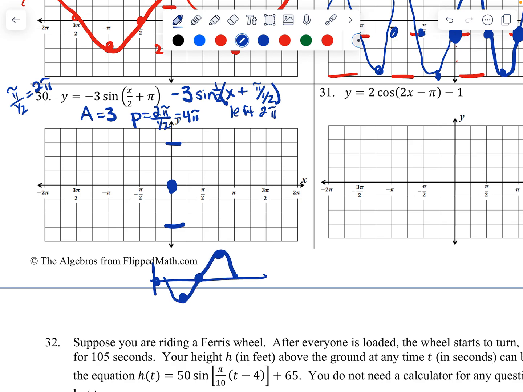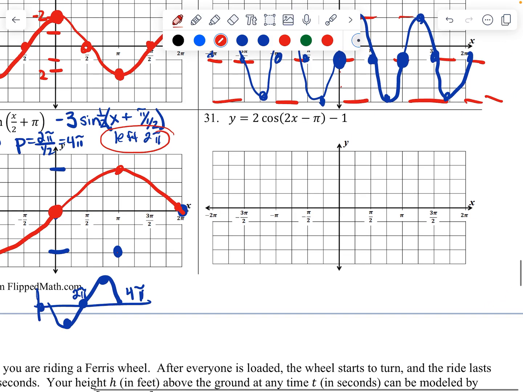And now our period is 4 pi. So that means it's back here at 2 pi. So I could graph that. So at pi, it's at the low. And then it would be high and middle. But what happened to this one? It moved to the left 2 pi. So this one becomes here. This one becomes here. That one would become here. So it looks like it shifted over.